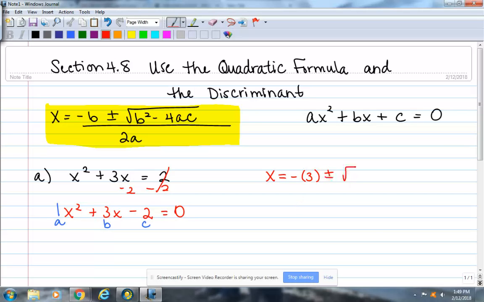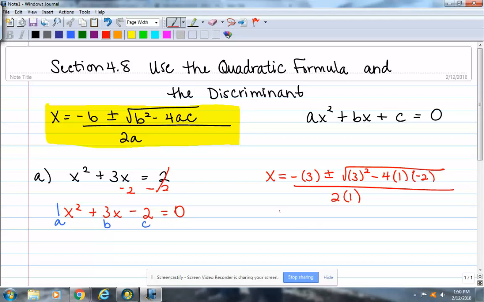Plus and minus the square root of what is b again? 3 squared minus 4 times what's a? 1. It's just ac, not a square there. And what is c? Negative 2. And all of that gets divided by 2 times what is a? 1. So this was a b, this was a b, this was an a, this was a c, this was an a. Okay? So any questions about how I plugged anything in anywhere? All right. Let's do it.